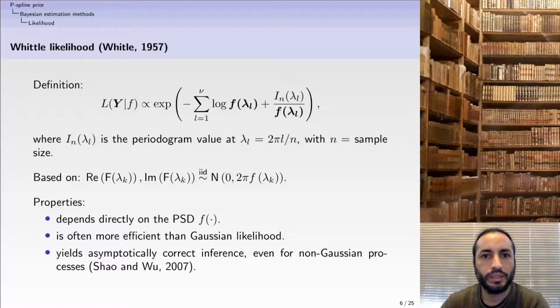Another important characteristic is that making use of the asymptotic independence of the periodogram ordinates avoids the inversion of a high-dimensional covariance matrix, which would be necessary for the Gaussian likelihood. Thus, the Whittle likelihood has the potential of being more efficient than the Gaussian likelihood. Finally, it yields asymptotically correct inference, even for non-Gaussian processes. The methods that we are going to discuss in this presentation rely on the same likelihood but differ on the prior distribution allocated on the PSD, which is what we are going to discuss now.